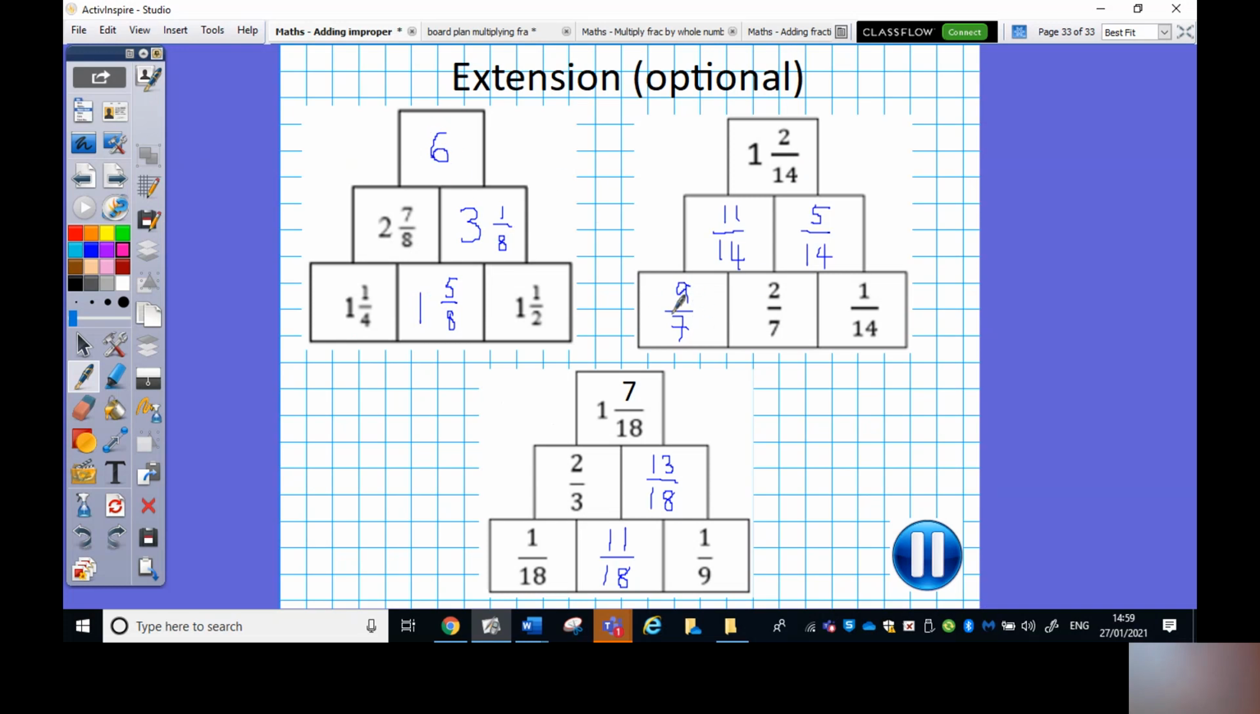For this pyramid, we have 9/7, 11/14, 9/14. And in the bottom pyramid, we have 11/18 and 13/18.